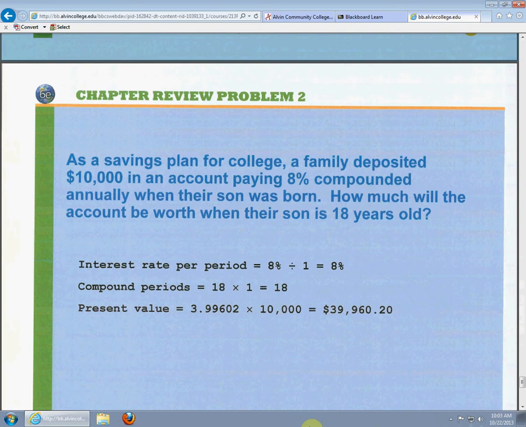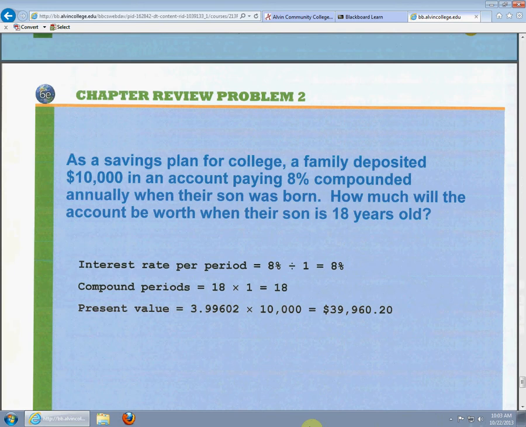Okay, try this next one. As a family saves for college, they deposited $10,000 in an account paying 8% compounded annually when their son was born. How much will the account be worth when their son is 18 years old?